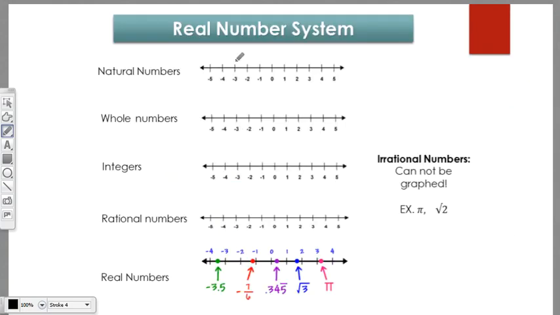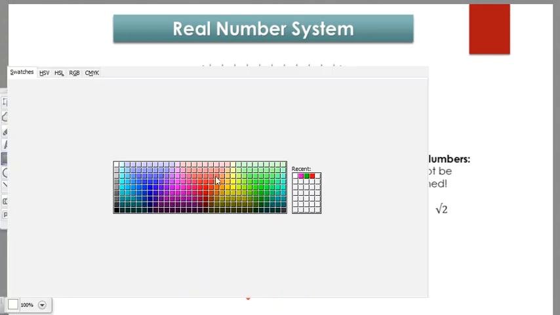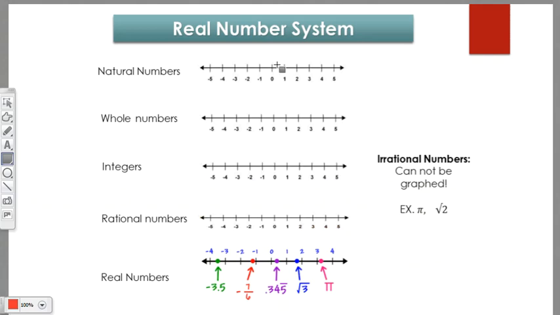All right. With that being said, just reiterating what we talked about. Natural numbers can be graphed. Examples of natural numbers. I'm going to change these so you can see these. Natural numbers, remember, are 1 on. Again, you don't include 0. They're whole numbers. They're not fractions. Whole numbers, you're now including 0. Integers, you're now including negatives.